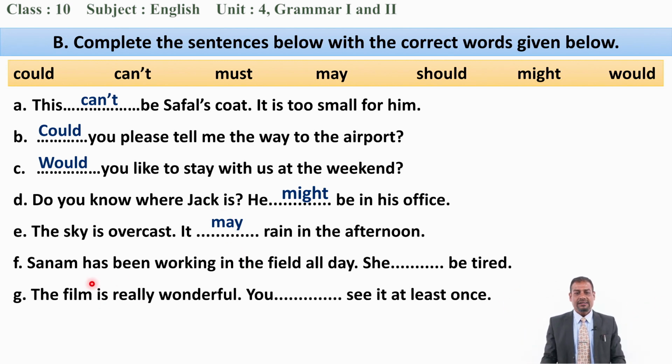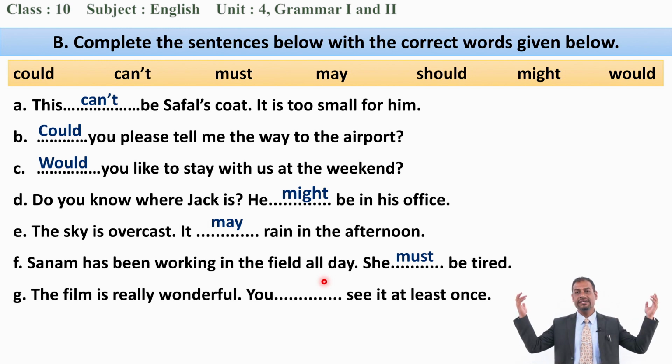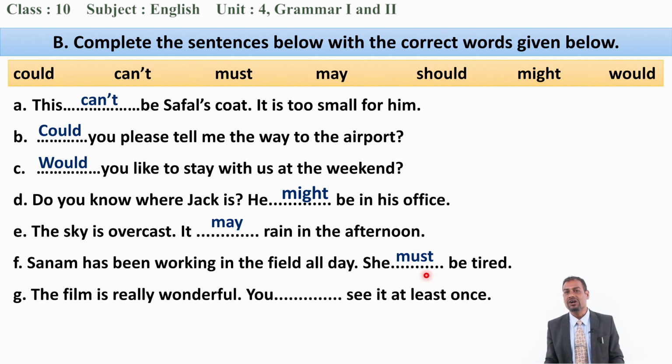Good. Sonam has been walking in the field all day. Now, what is the right modal verb here? She ... be tired. So what is it? Yes, she must be tired. So we can see, she has been walking throughout the day, walking in the field all day. It means that if we walk continuously for a whole day, surely we will be tired. So you can write down she must be tired. It is very much sure, you know.